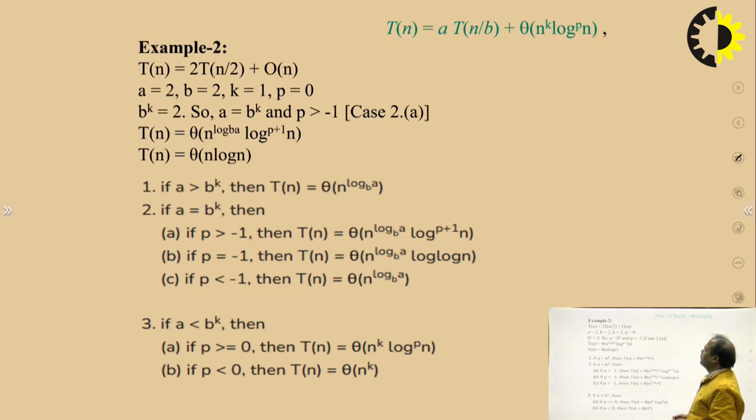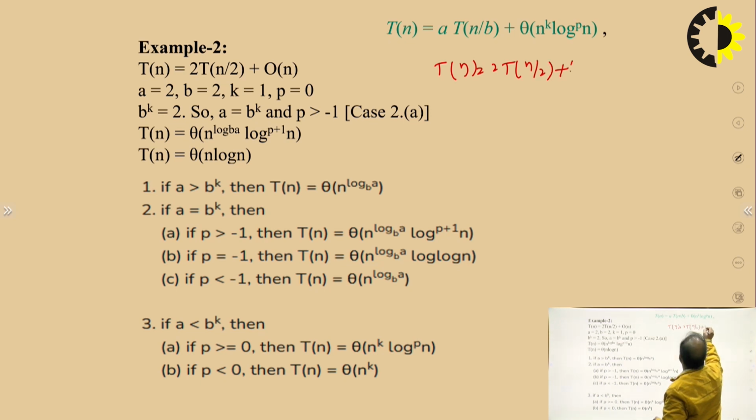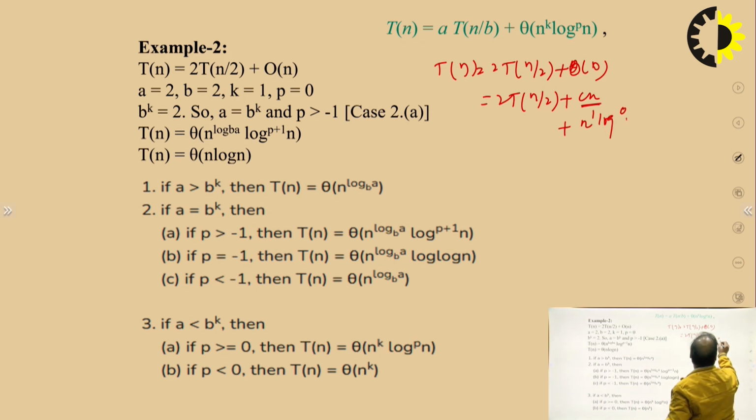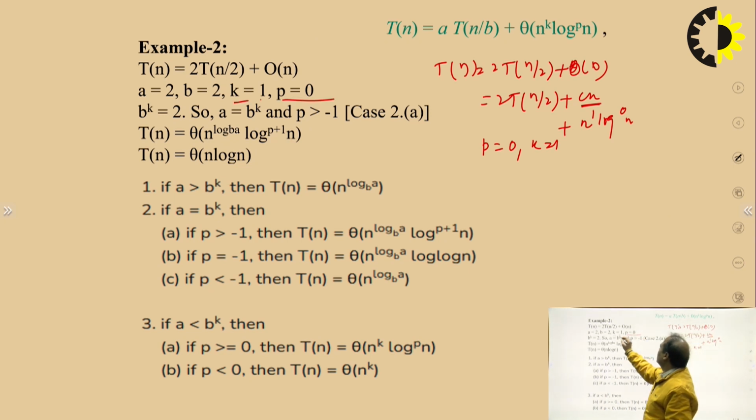Let's have another example in this series. Here T(n) is 2T(n/2) plus O(n). We can write this as 2T(n/2) plus cn, so this can be written as n to the power 1 times log to the power 0 of n. So here p is 0 and k is 1. a is 2 and b is 2.